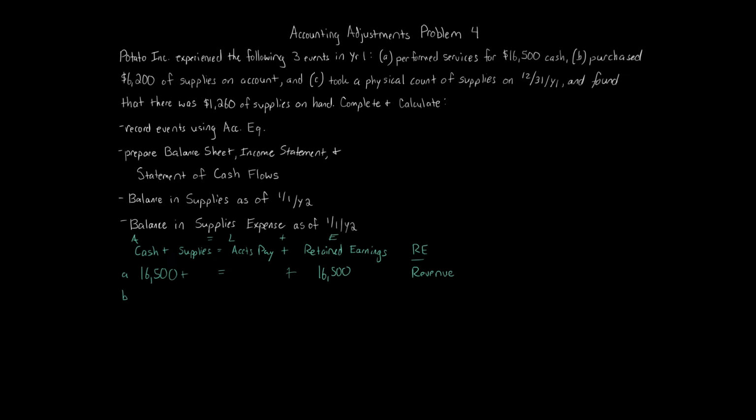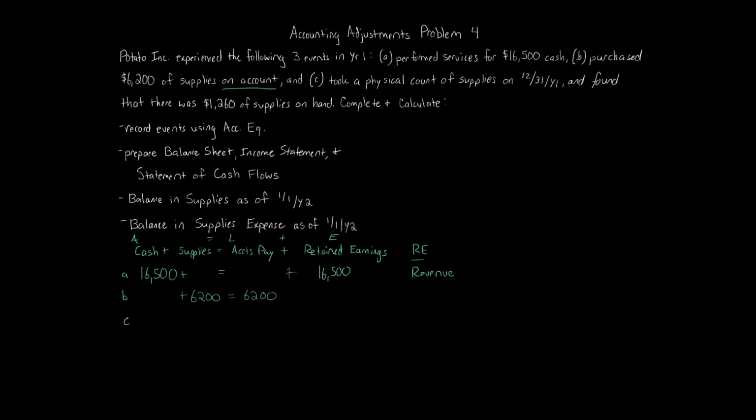Let's go to B. Purchased $6,200 of supplies on account. Anytime you see the phrase on account, it's accounts payable or accounts receivable. Here, it's an outflow, so it's going to be accounts payable. Cash, nothing. Nothing changes cash because we're not paying with cash. Supplies go up by $6,200. Accounts payable goes up by $6,200 because we're borrowing, and there's no effect to retained earnings.